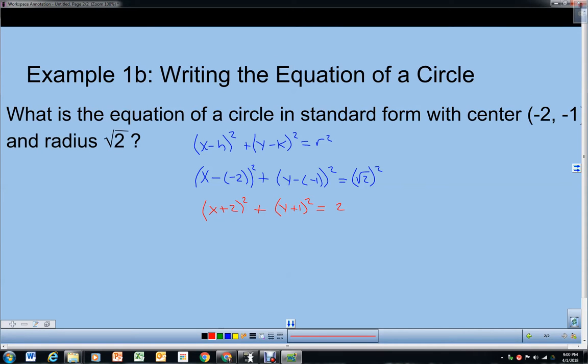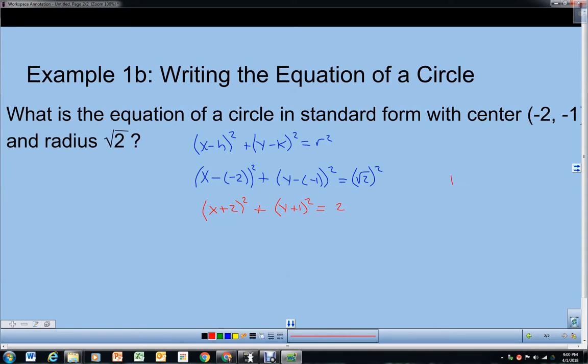All right, let's see how you did. Take our basic equation in standard form, plug in our center, which is at (-2, -1), so it's going to be x minus a -2. That changes to plus 2, all squared, (y + 1)², and then when we square a radical 2, remember that when you square a square root, the radical disappears and you're left with the number underneath. So the square root of 2 squared is 2.